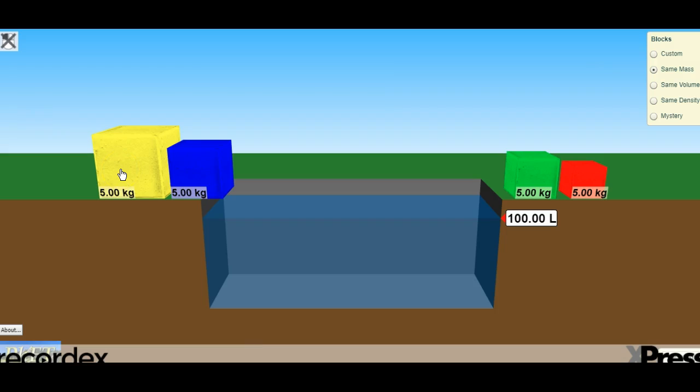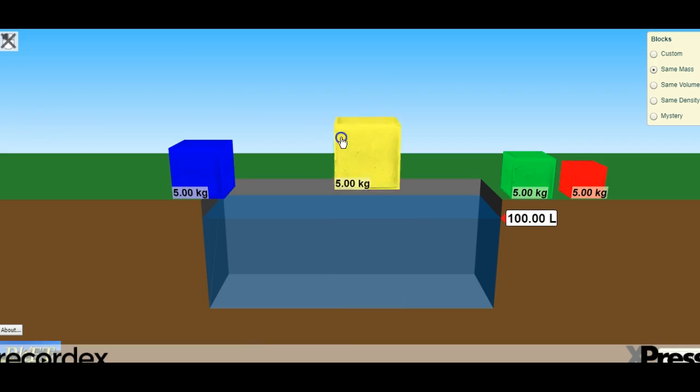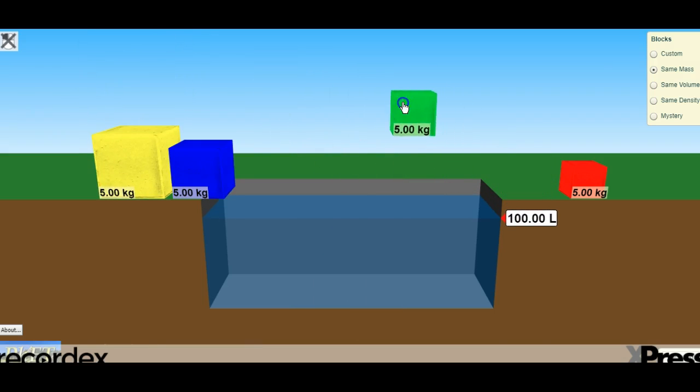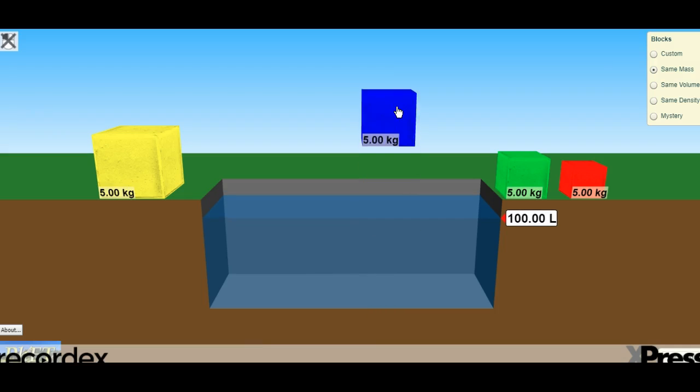All right, now to calculate density, you have the mass, now you need the volume. So I'm going to start dunking them in. Next up is a yellow. And you have to show work for the blue block.